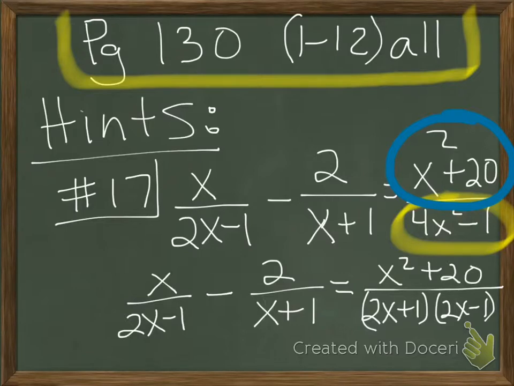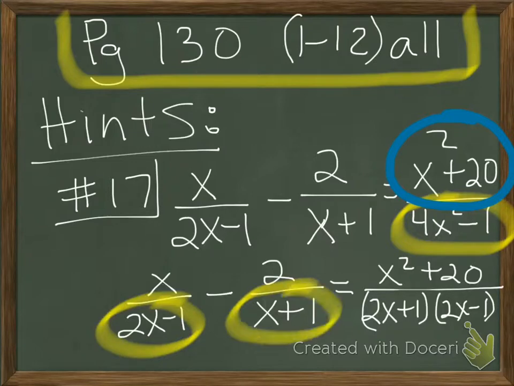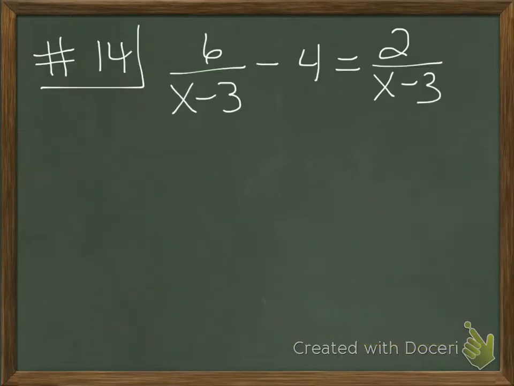From this step here, you have to get your least common denominator using the same method we did before. So I just want you to know those two things. How to factor 4x squared minus 1, and also that x squared plus 20 does not factor.